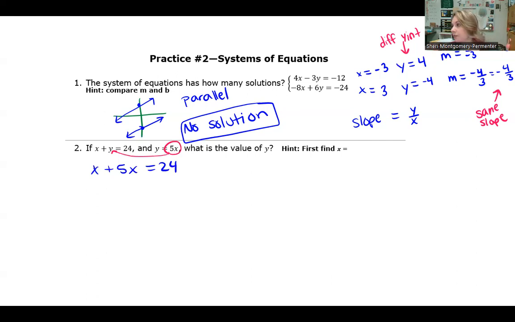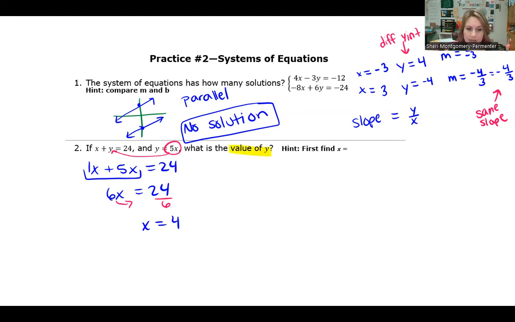So now we have just one variable, and when you have just one variable, then you can solve. So that x in the beginning is like a 1x, so we could put them together. 1x and 5x is 6x's. So from here, I can divide by 6. So what is x equal? 4, very good.